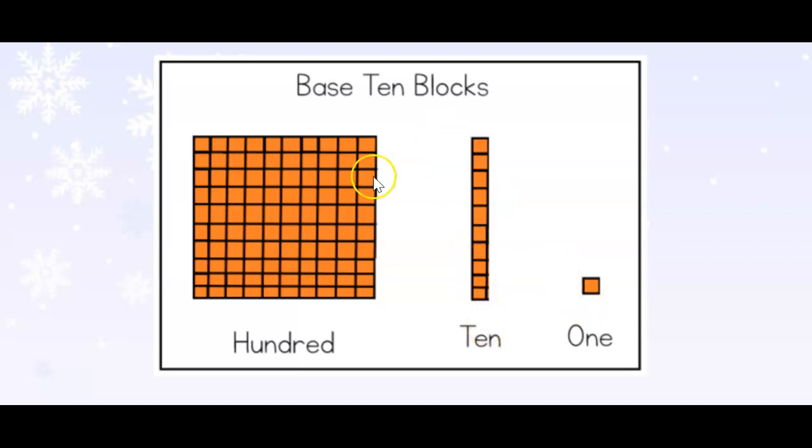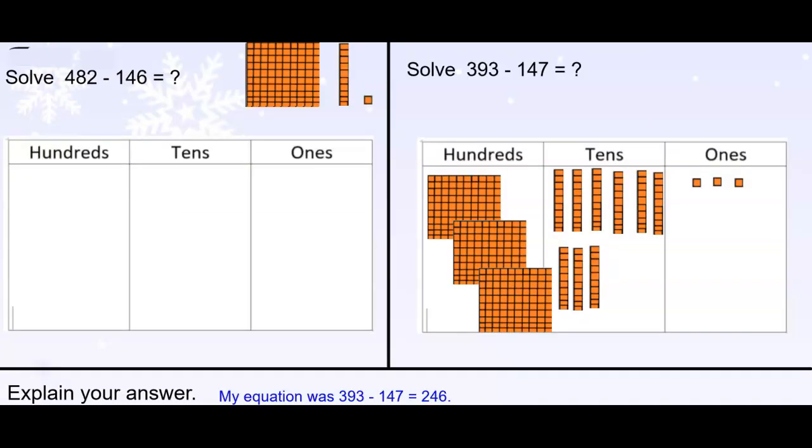Ones, tens rods, and hundred squares are what we use to add numbers together. But first, let's look at the problem that I asked you to solve on your own yesterday. Your problem was solve 393 minus 147. Boys and girls, remember, the first step is to identify place values.